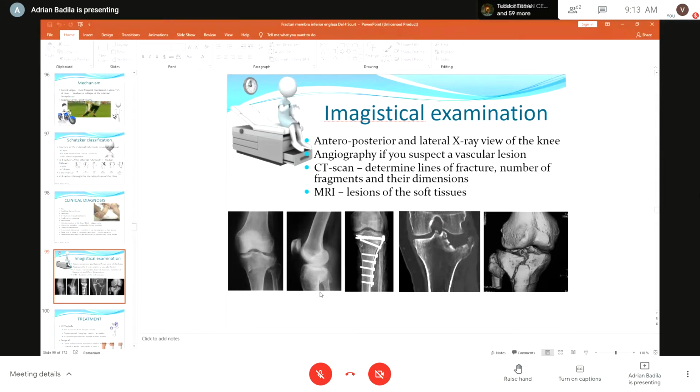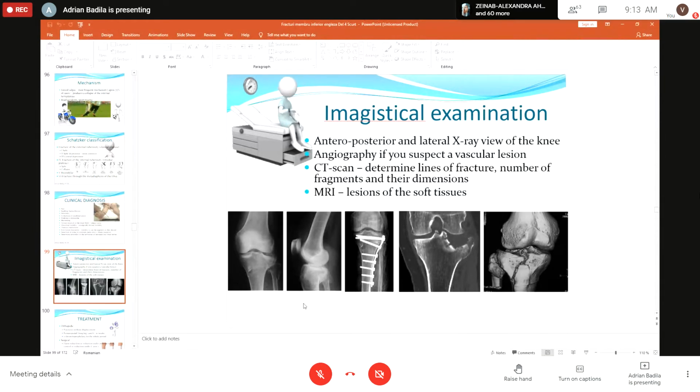and the popliteal veins. A CT scan is useful in order to determine the lines of fracture, the number of fragments and their dimensions, the displacement, and so on. While the MRI is very useful in order to detect the associated lesions of the soft tissue.